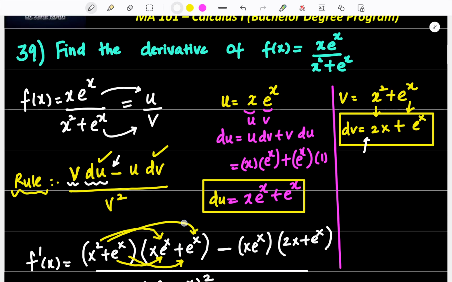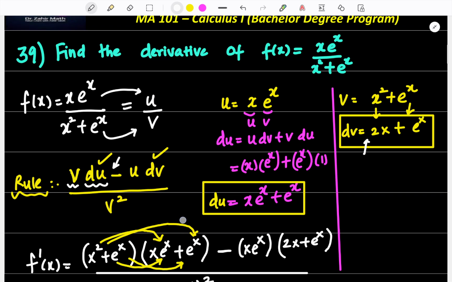I made a mistake in the question. X e power x or x square e power x? One minute. I remember it is x square e power x. Let me check the question and I'll come back to you. Yes, I made the mistake. The question is x square e power x. It is not x.